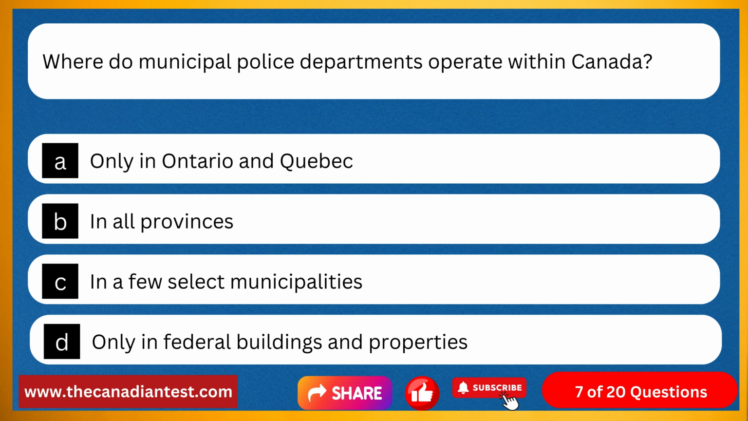Question 7. Where do municipal police departments operate within Canada? Option A, only in Ontario and Quebec. Option B, in all provinces. Option C, in a few select municipalities. Option D, only in federal buildings and properties.